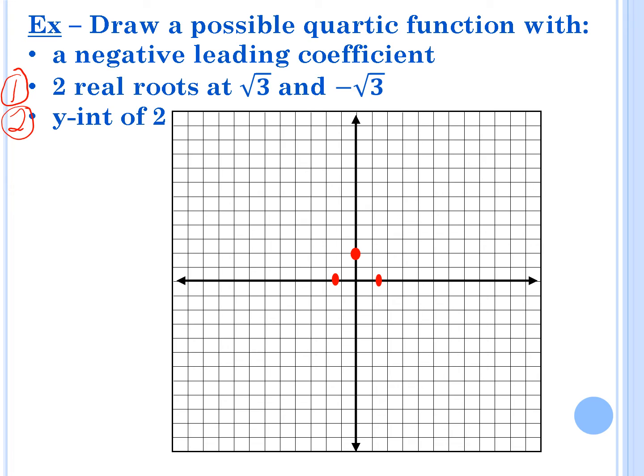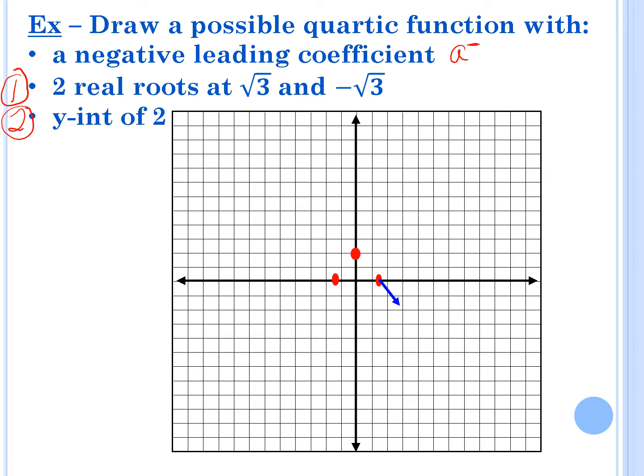Well, we have a negative leading coefficient. That means that A is negative. So A tells me the right end behavior. If A is negative, that means my right end is going to go down.